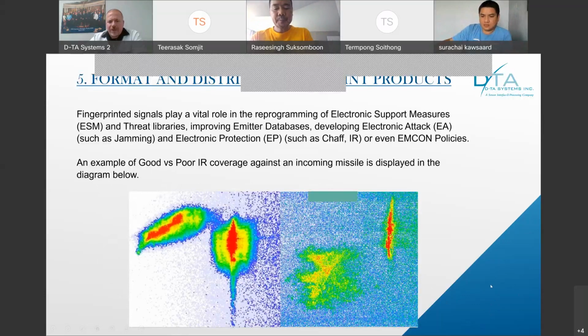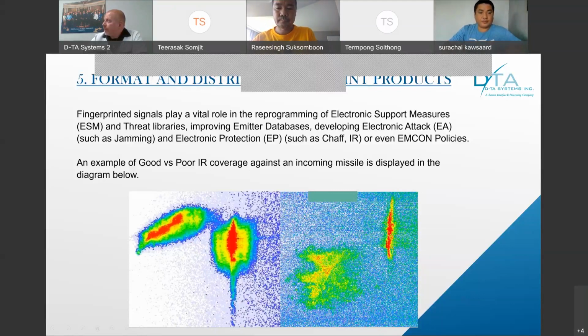So here was an example that was given to us. The benefit basically of a good fingerprint when it comes to ECM, such as chaff and IR. So fingerprinted signals play a vital role in the reprogramming of electronic support measures and threat libraries, improving emitter databases, developing electronic attack, such as jamming, electronic protect, such as chaff and IR, or your EMCON policies. Below here is a good example and a poor example of IR coverage against an incoming missile displayed in the diagram.